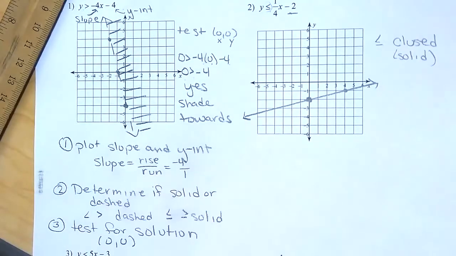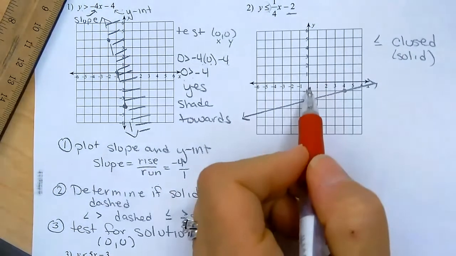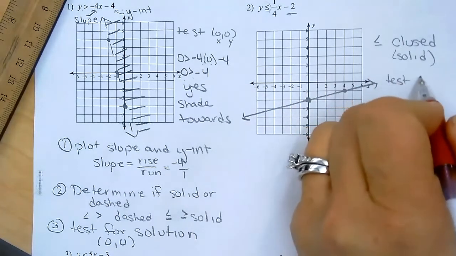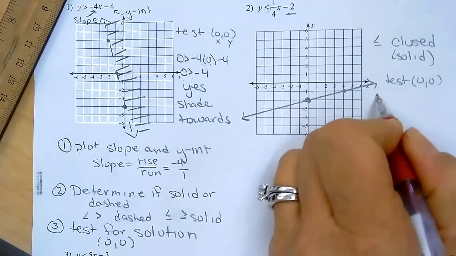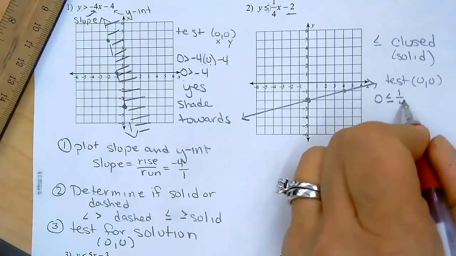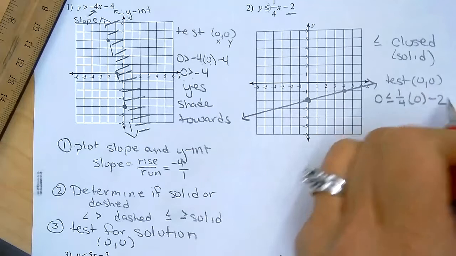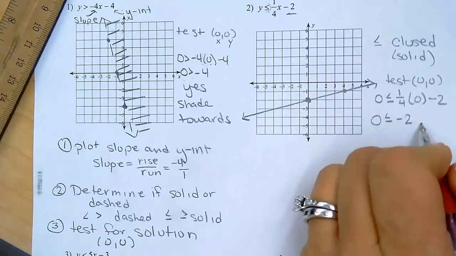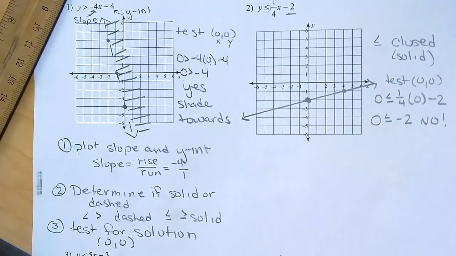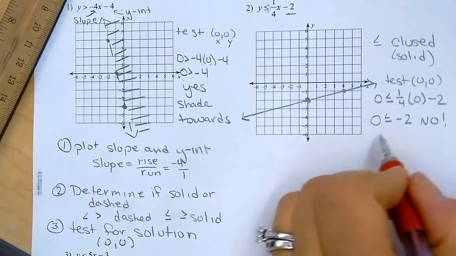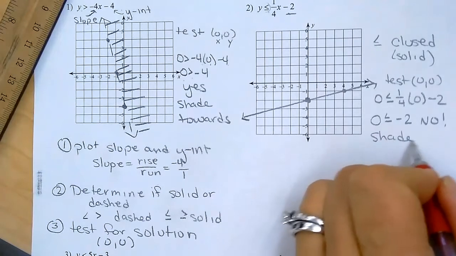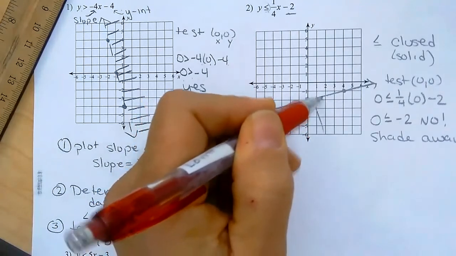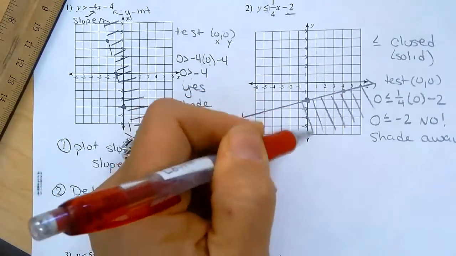Okay. Same thing, we now need to test a point. So again, we're going to test 0, 0. And see, is 0 less than or equal to 1/4 times 0 minus 2? Is 0 less than or equal to -2? And this time the answer is no. So I'm going to shade away from 0, 0. So from here, I'm going to go away from 0, 0 along my line.